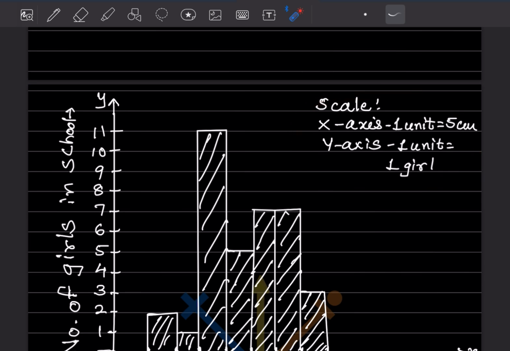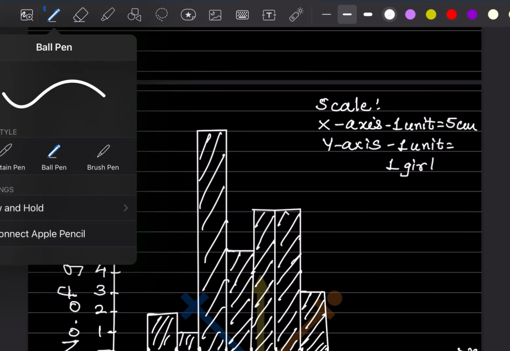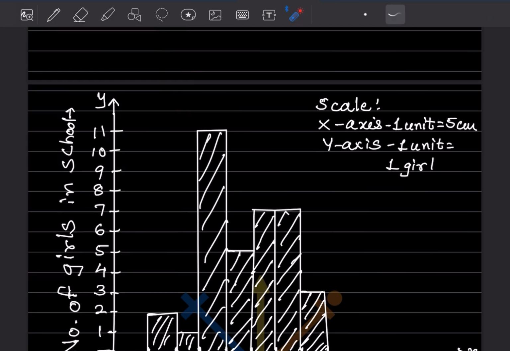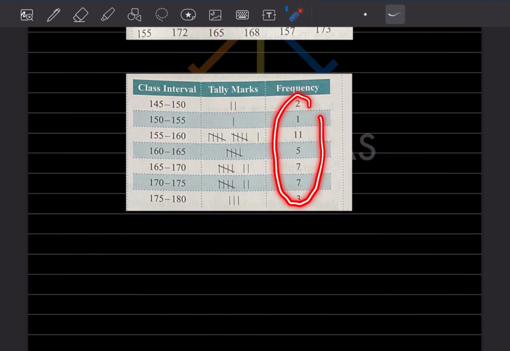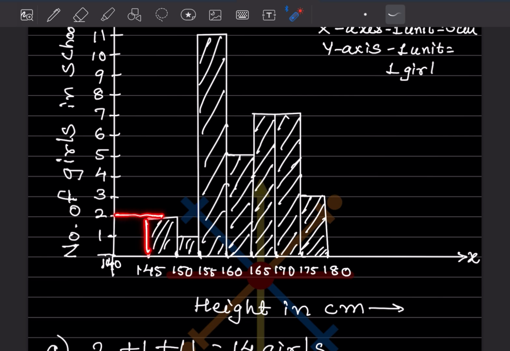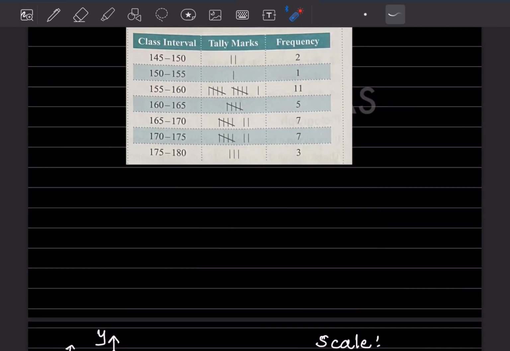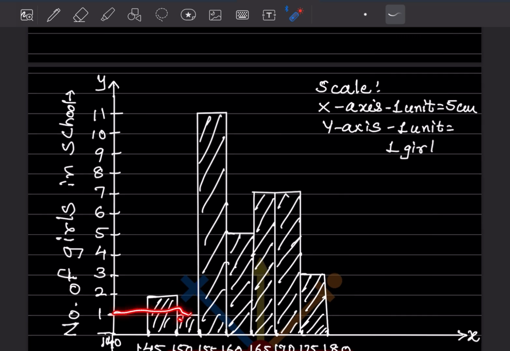Now see here, I didn't put that kink, because I just put it to show that this is 0 and the numbers start from here. You can also put 140 here if you want, because there is a difference of 5. Again we can look at this frequency: 2 for 145 to 150. So you are going to put it here, and see that this is a histogram, so there is no space in between these two bars. Now for 150 to 155, that is 1. So this part is going to be 1 and so on.